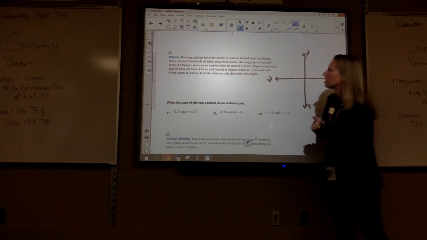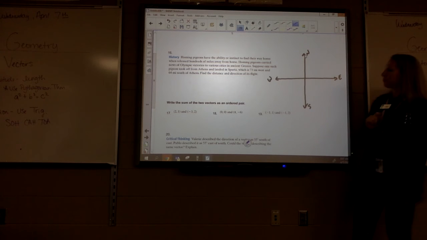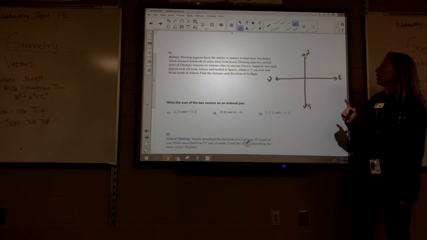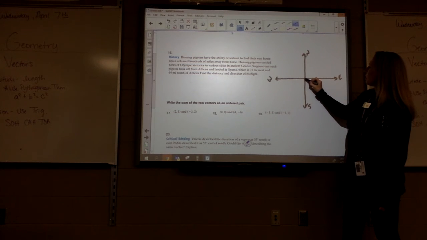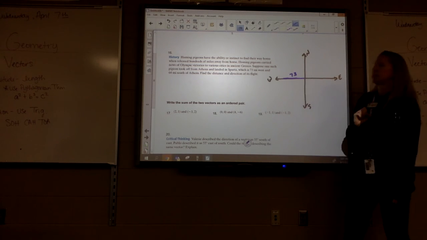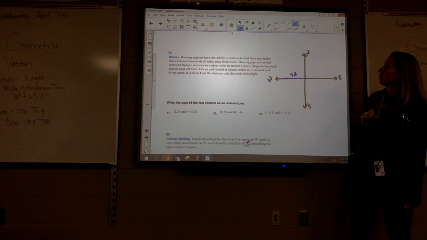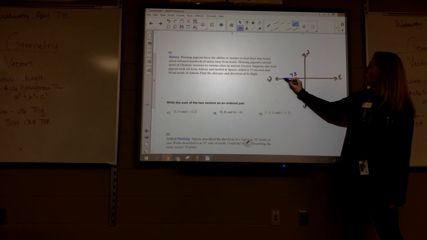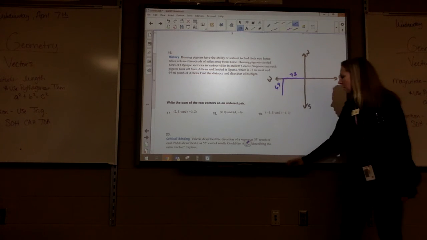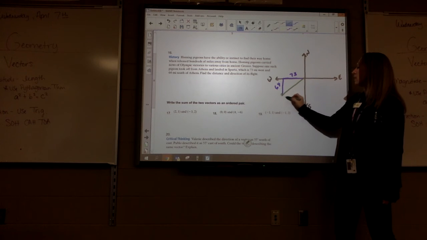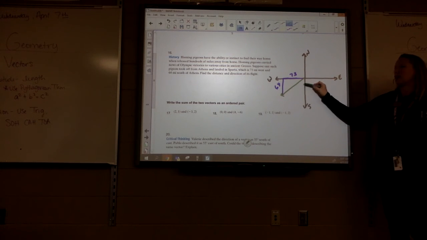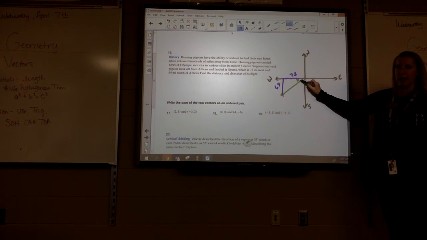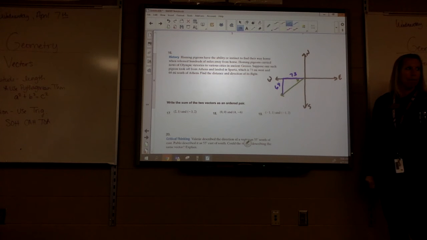Okay, suppose one such pigeon took off from Athens and landed in Sparta. So we go 73 miles west. So I'm going to go 73 miles west. And then I'm going to go 64 miles south. Now we don't turn around, come back, and then go south, right? We fly 73 miles west, and then we fly south 64 miles. My vector would be right here. So you'll have to do the Pythagorean theorem to find the magnitude. And then you'll have to use second tan to find that angle in there. Okay? Can you do that?